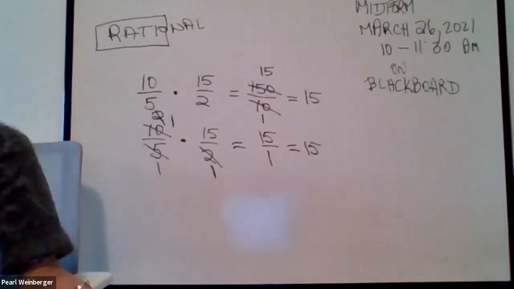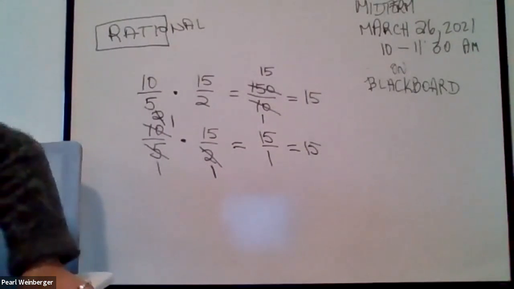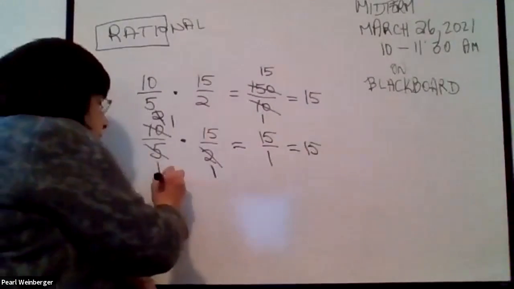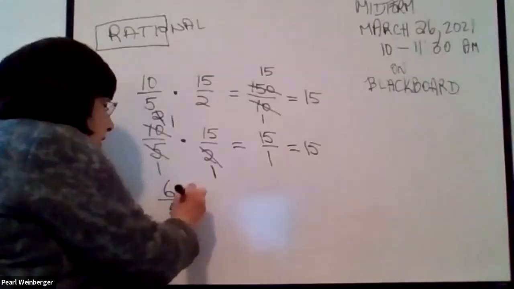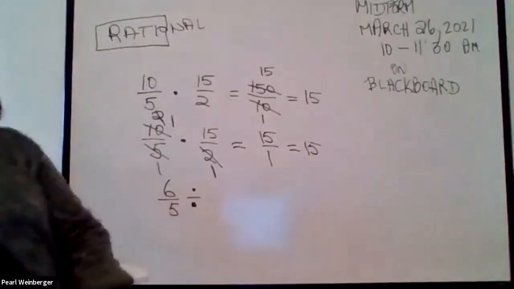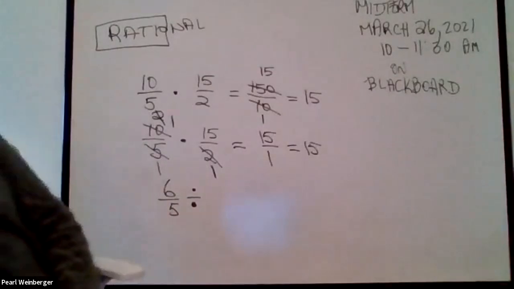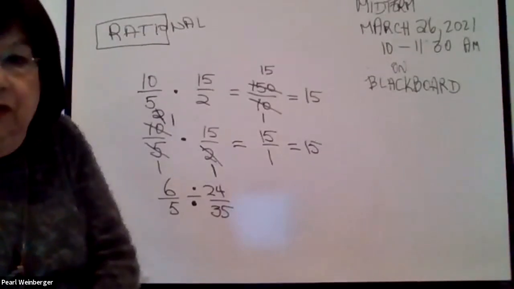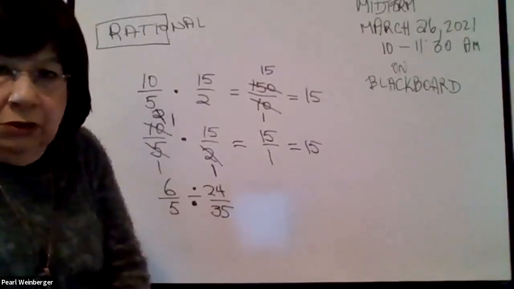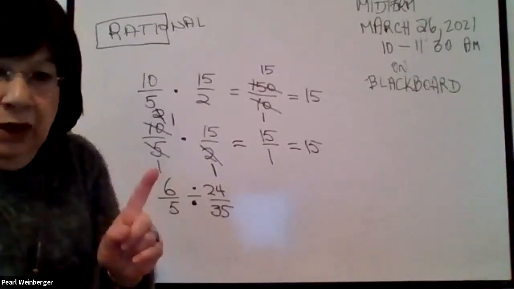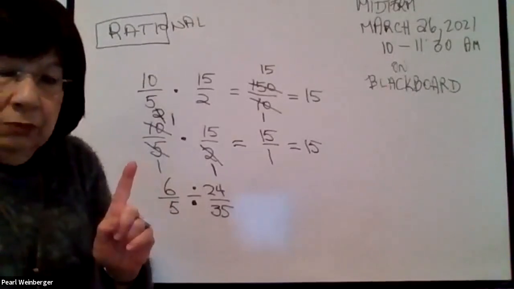Suppose I gave you 6/5 divided by 24/35. When it comes to division of fractions, it's really almost the same thing as multiplication. You have to do one step before you get to multiplication.